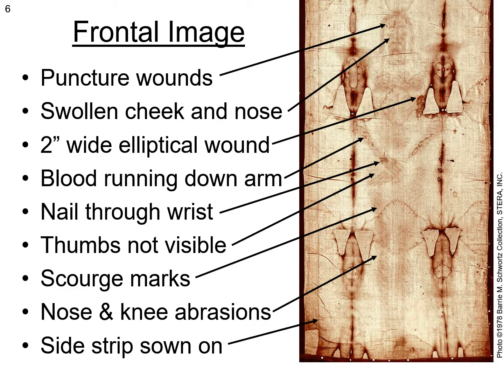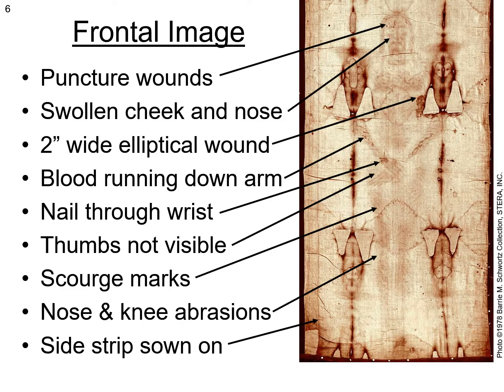This is contrary to paintings from the Middle Ages, which usually have the thumbs prominently displayed. With the wound in the wrist and the thumbs not visible, the shroud gets it right, but paintings in the Middle Ages get it wrong. It should be concluded from this that the shroud is not a product of the Middle Ages, contrary to the carbon dating of the shroud.